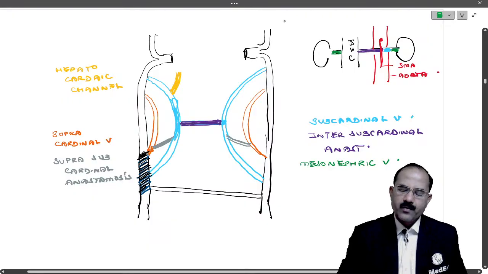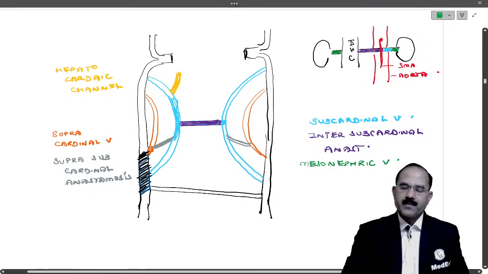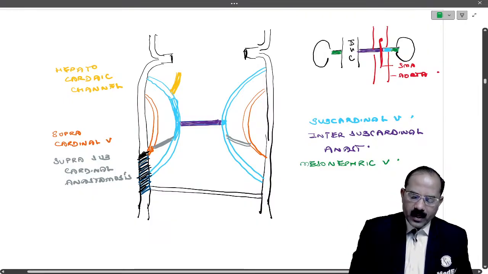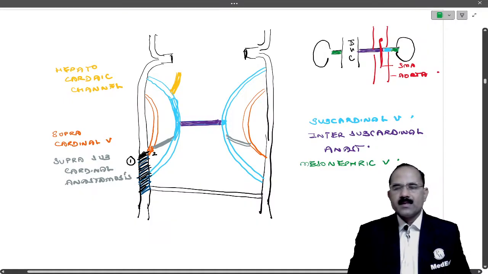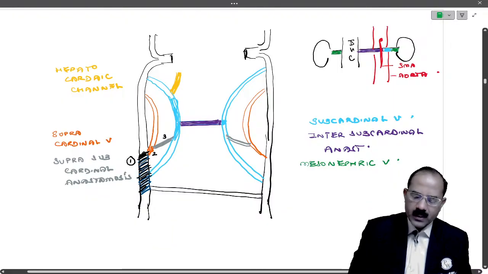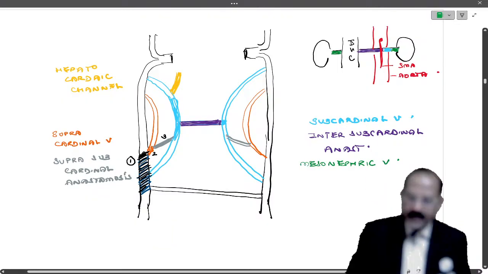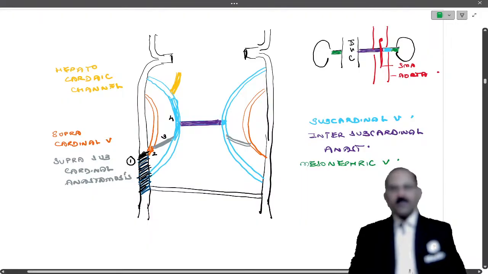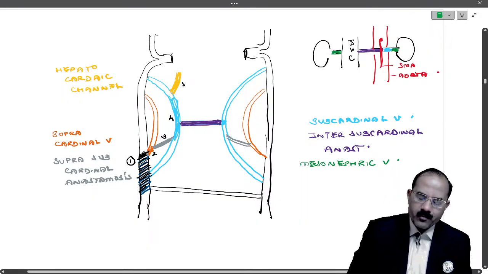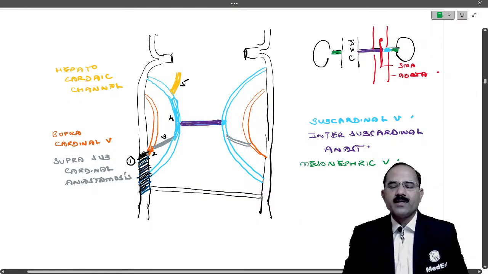So this is going to form our IVC. Okay, I'll just label this for you. IVC is derived from: number one, the posterior cardinal vein; number two, the supracardinal vein; number three, the supra-subcardinal anastomosis; number four, the subcardinal vein; and number five, the hepatocardiac channel.